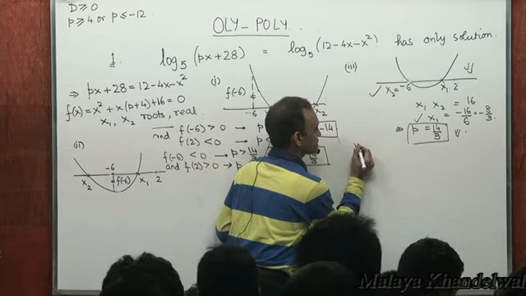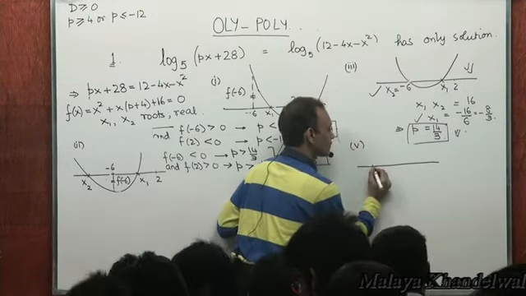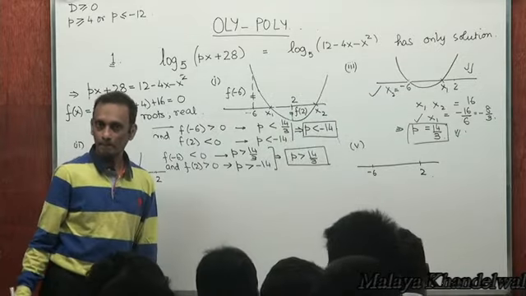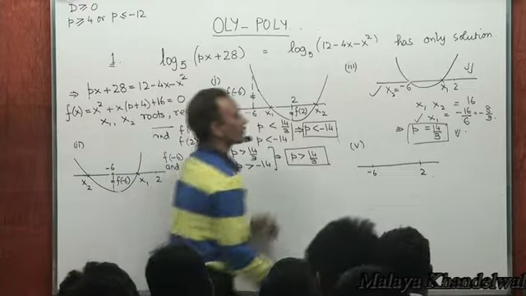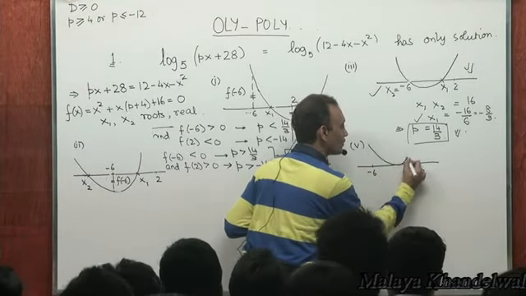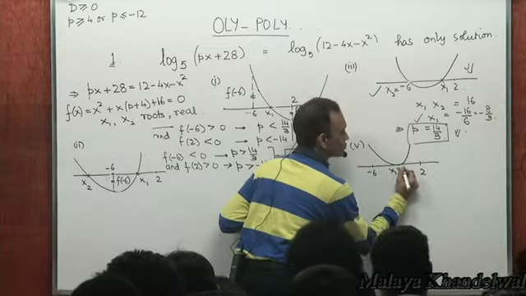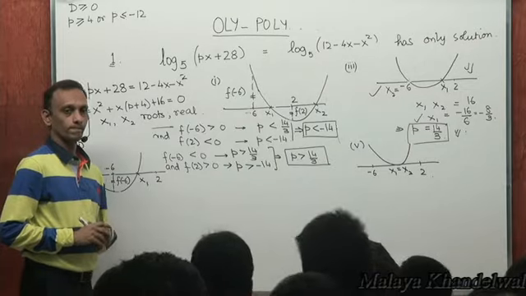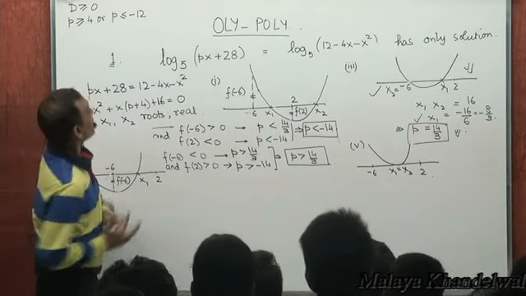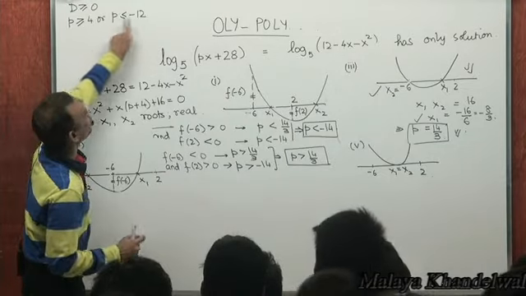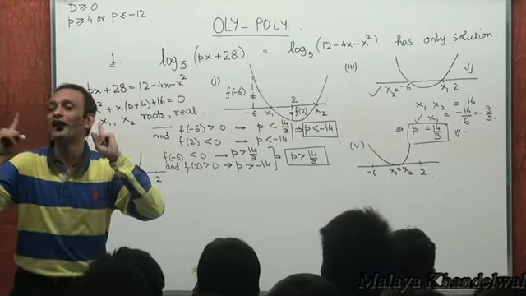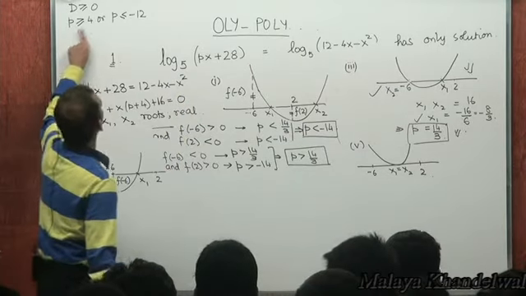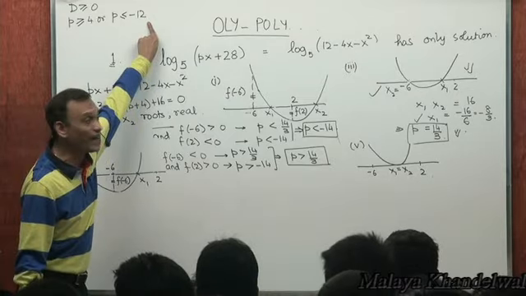Fourth case, fifth case. Let me see if this is possible. x1 equal to x2 will happen for p equal to 4 or p equal to minus 12. So these are two more values of p that I will have to examine. x1 equal to x2 will happen for p equal to 4 or p equal to minus 12, right?